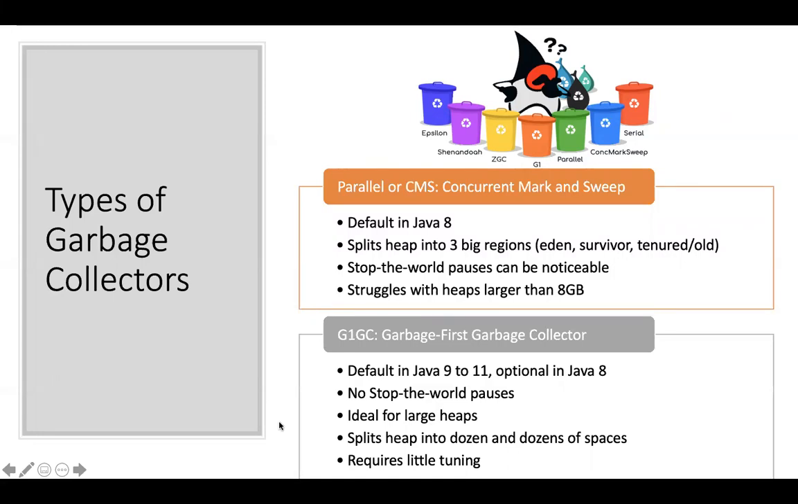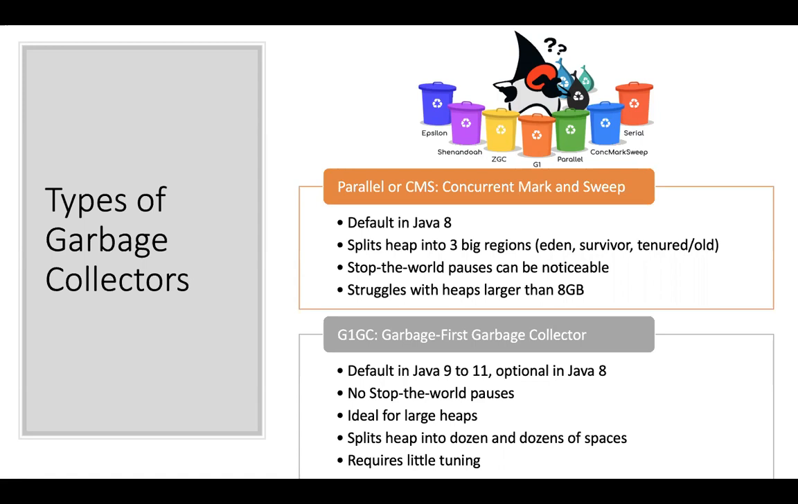I've rarely seen a situation where switching to G1GC would not be probably a good thing to do. Generally speaking, G1GC doesn't have a stop the world pause, so that's really cool. It also works much better on large heaps. And what it does, and I'll show you in a second what this looks like, is it splits the heap into dozens and dozens of small little spaces. And the key thing is it requires very little tuning.